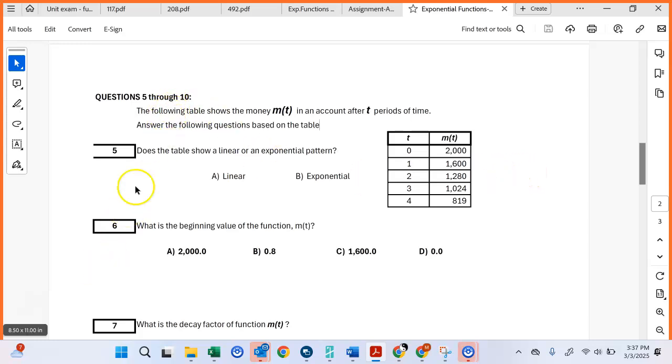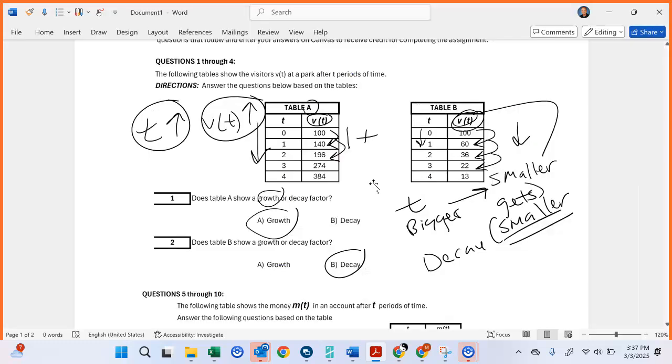Okay, so now that we're here, questions 5 through 10, same thing. This is the money. M(t) is the money after t periods of time, t periods, this is your money. Is it linear or exponential? Well, here, there's two things we do. So if we look at, so we start with the second one, right? Oops. So let me go back to this one over here.